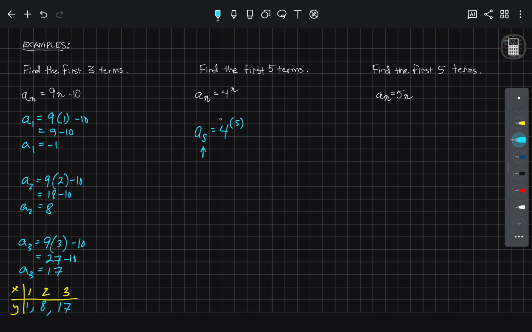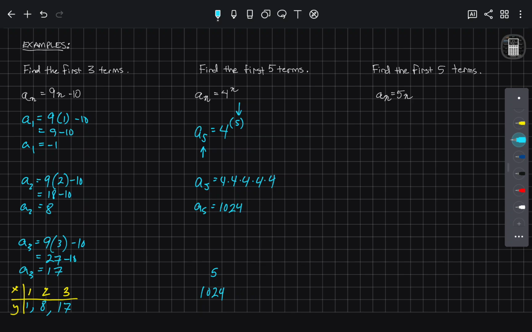So all we're doing is taking that 5 and putting it in for n, just like we would a function. So a subscript 5 equals 4 times 4 times 4 times 4 times 4, which is 1024. Okay, so we know that the 5th term is 1024. And we can substitute 4 in, and that would give us the 4th term, and 3 in, that would give us the 3rd term. So what's cool about sequences is you can substitute any number you want in for n, and it'll tell you what that number is in that place of a list of numbers.